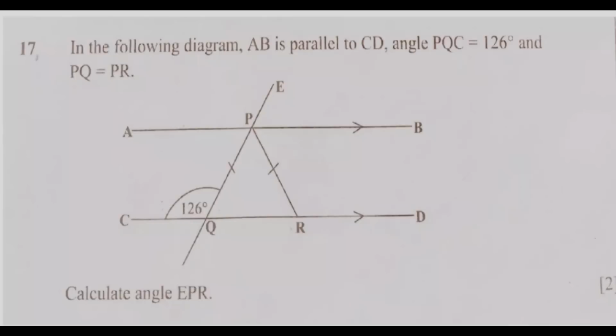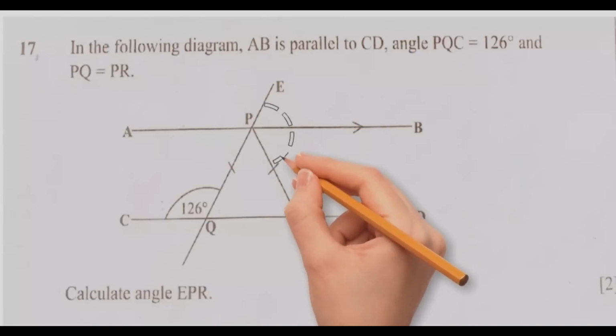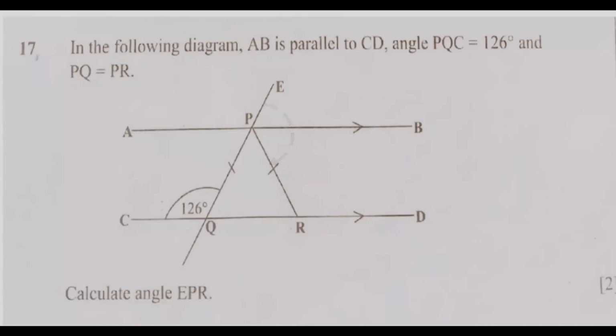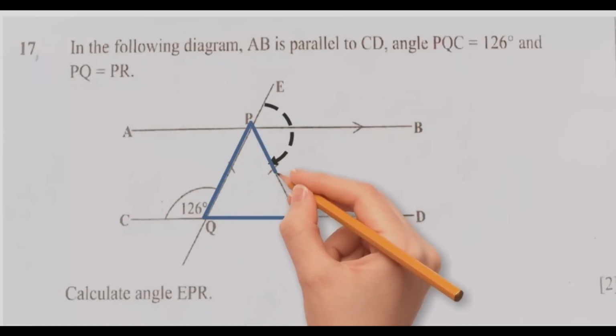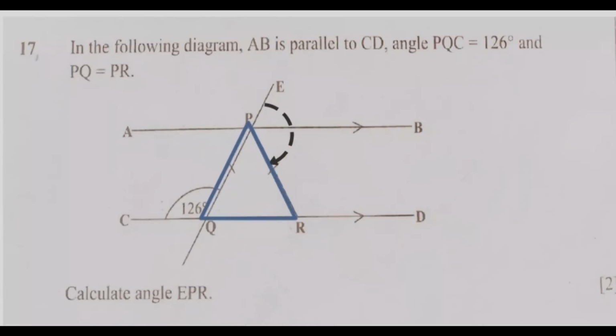As you are studying your diagram, you should first identify the angle that you want to find. The angle I want to find, which is EPR, is the one I've indicated. Then the next thing we need to do is identify the shapes in this diagram. We can see that there is a triangle there, the one I've shown you in blue. Then we have a triangle here, so we also need to identify what type of triangle that one is.